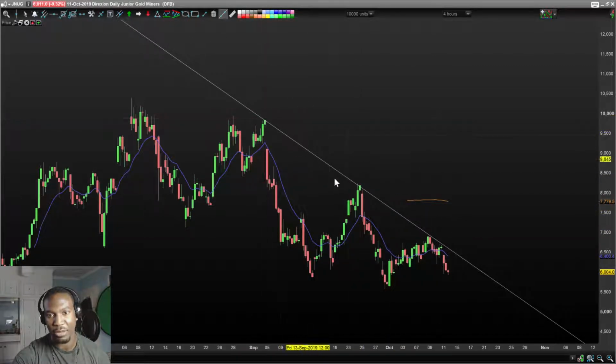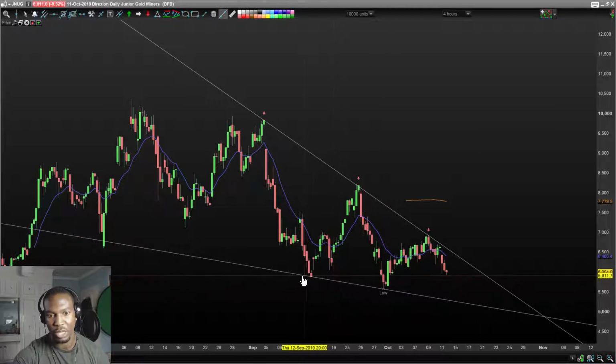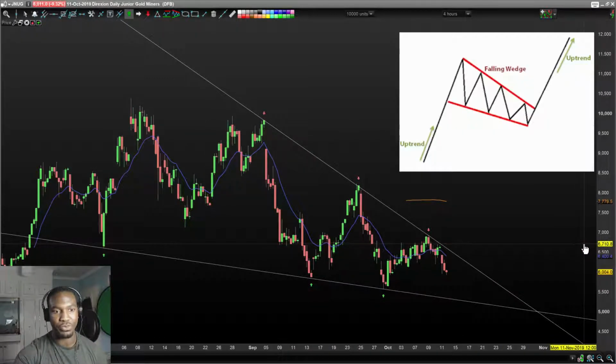So here, already, we can see there's a resistance line here that's been hit a couple times. So I'll draw that here. And then we've got a support line here. So right off the jump, what I'm seeing is a wedge formation.